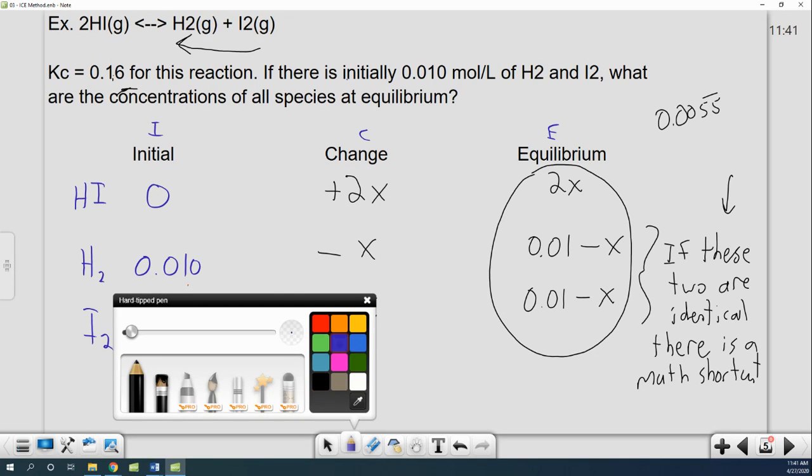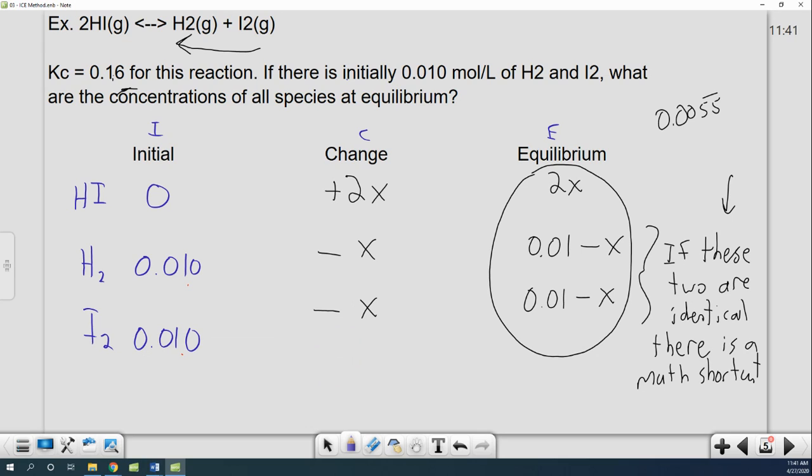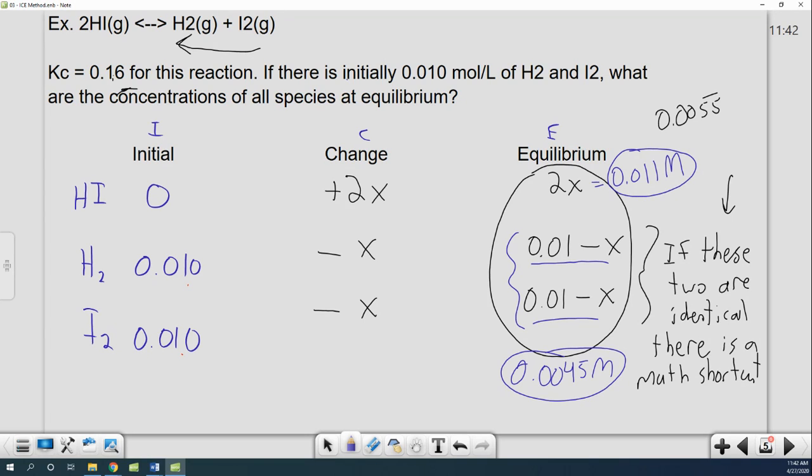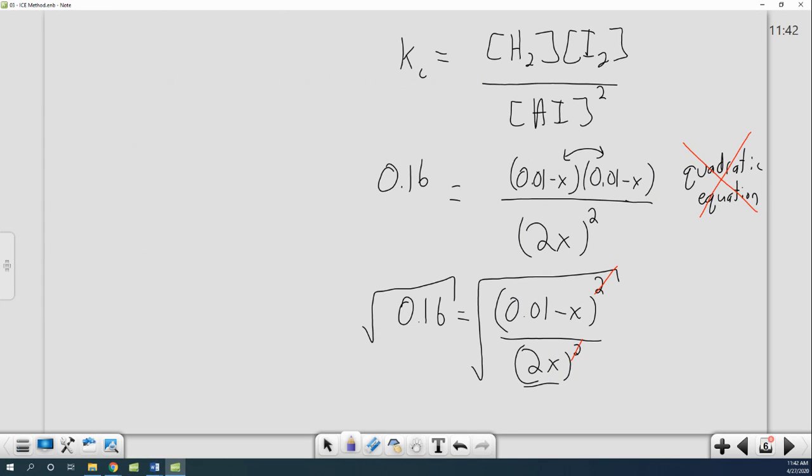So I'm going to do the answers here in blue. So I just have to do 2 times that number, 2 times 0.0055. And this becomes 0.011. Now I need 0.01 down here, 0.01 minus 0.0055. And it turns out both of these answers are the same. They're going to be 0.0045. So that's your answer for H2 and I2. This is your answer for HI. And we're done.